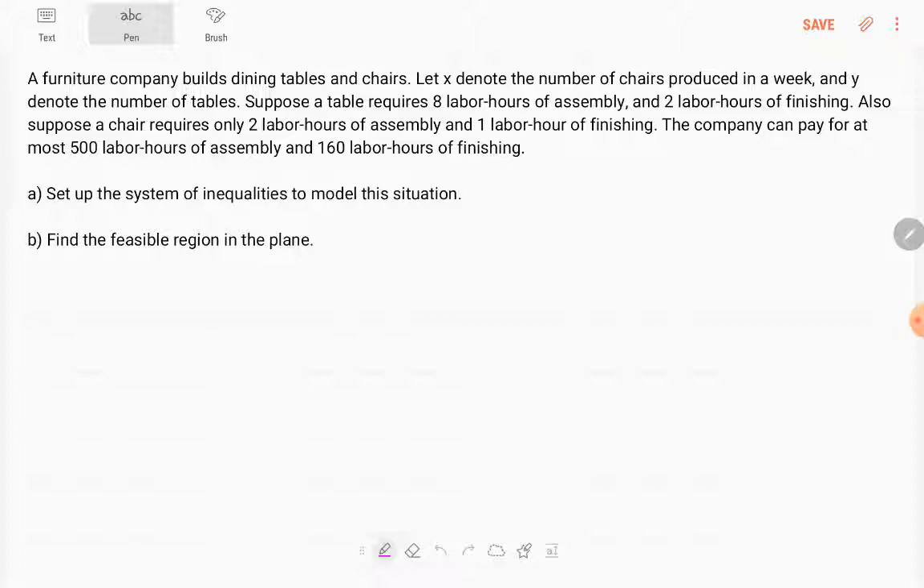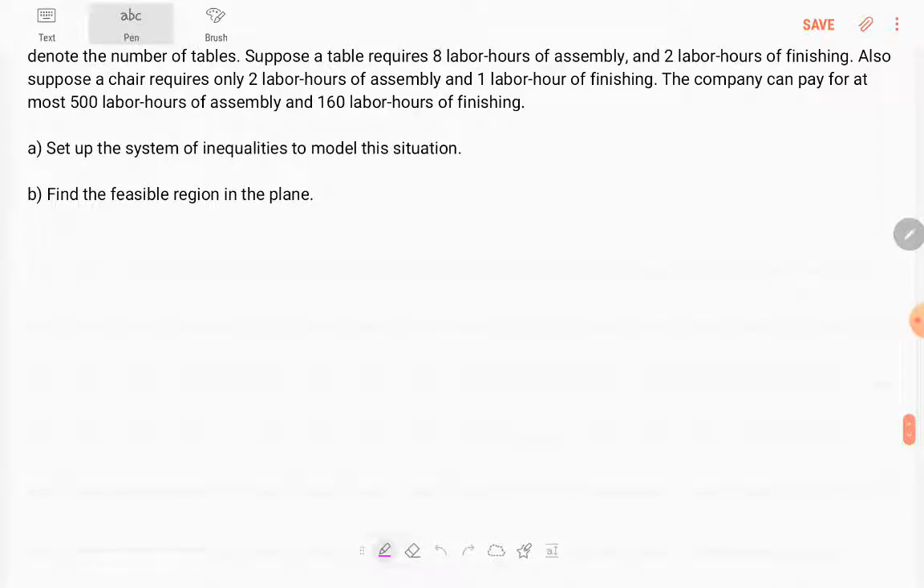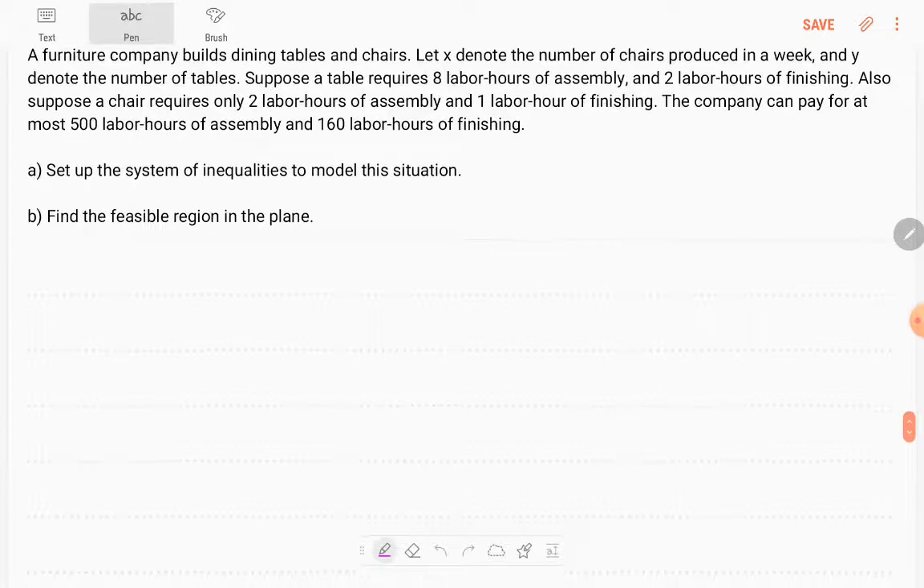The first question is, set up a system of inequalities to model this situation. Then find the feasible region in the plane. The feasible region means the solution region, okay? That means all the points, the region where all the points in this region satisfy this system of linear inequalities. So for this problem, let's draw a table to help you to summarize the problem set.